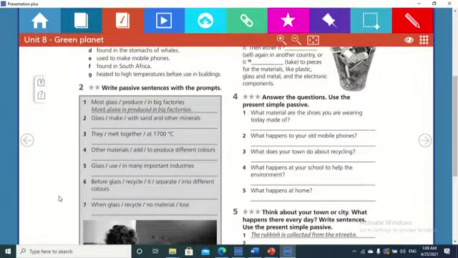What do we have here? Number 2, write passive sentences from the prompts. Just use the prompts here to make passive sentences. Of course, you should start with the object. Then, of course, is, are, verb 3. Then you can complete with the completion of the sentence. So, most glass produced in big factories. Most glass is produced in big factories. So just complete the sentences here.